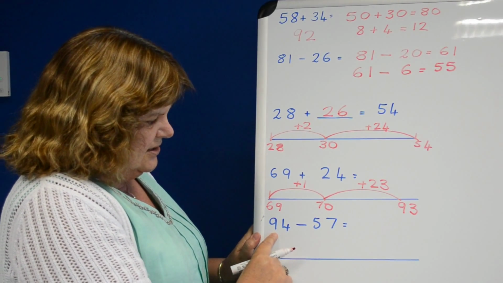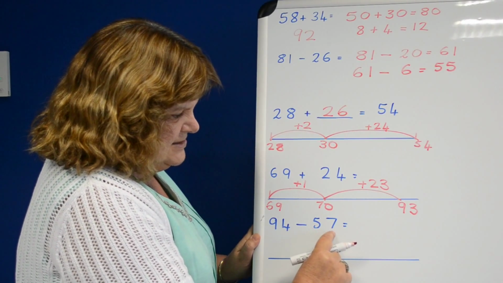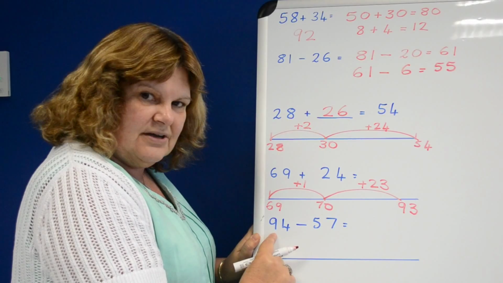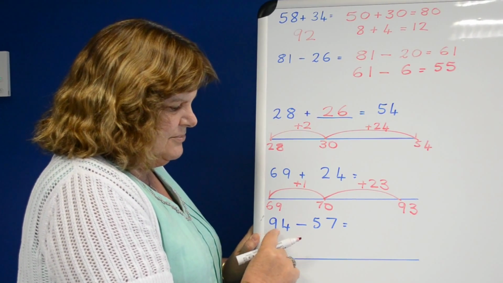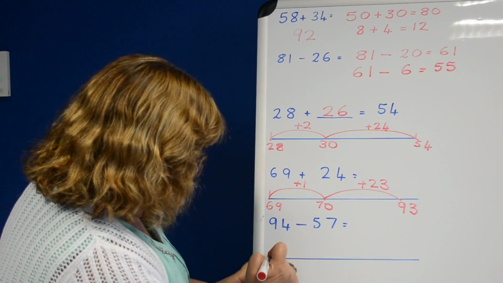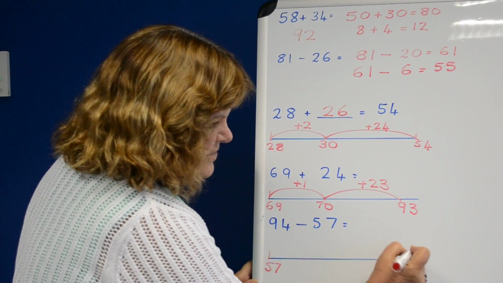For subtraction, I can use reversing. I know that 57 plus something can be added up to my 94. So I'm going to turn it around. I'm not going to subtract it, I'm going to add. So I'll start with my number line with 57. My final total is 94.